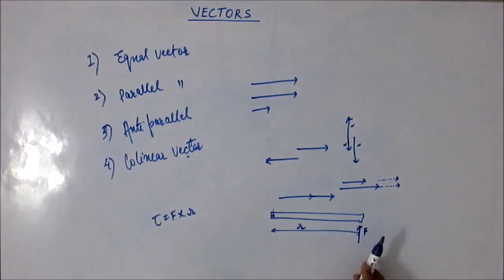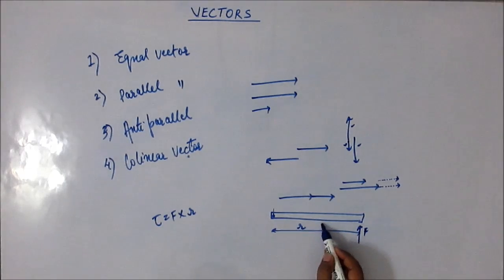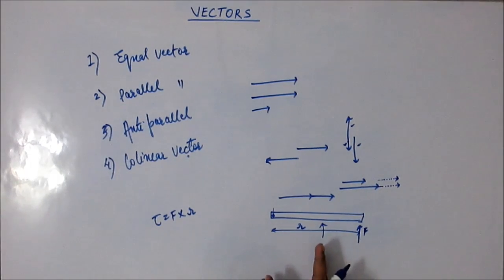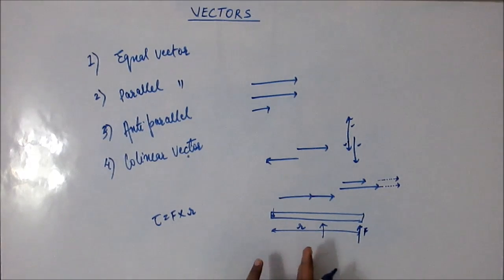Now if you go on shifting this vector parallel to itself and bring it somewhere here, then the distance from the axis will obviously reduce. In the torque calculation, the value would change because, force remaining the same, the distance from the axis would be reduced, so the torque will decrease.